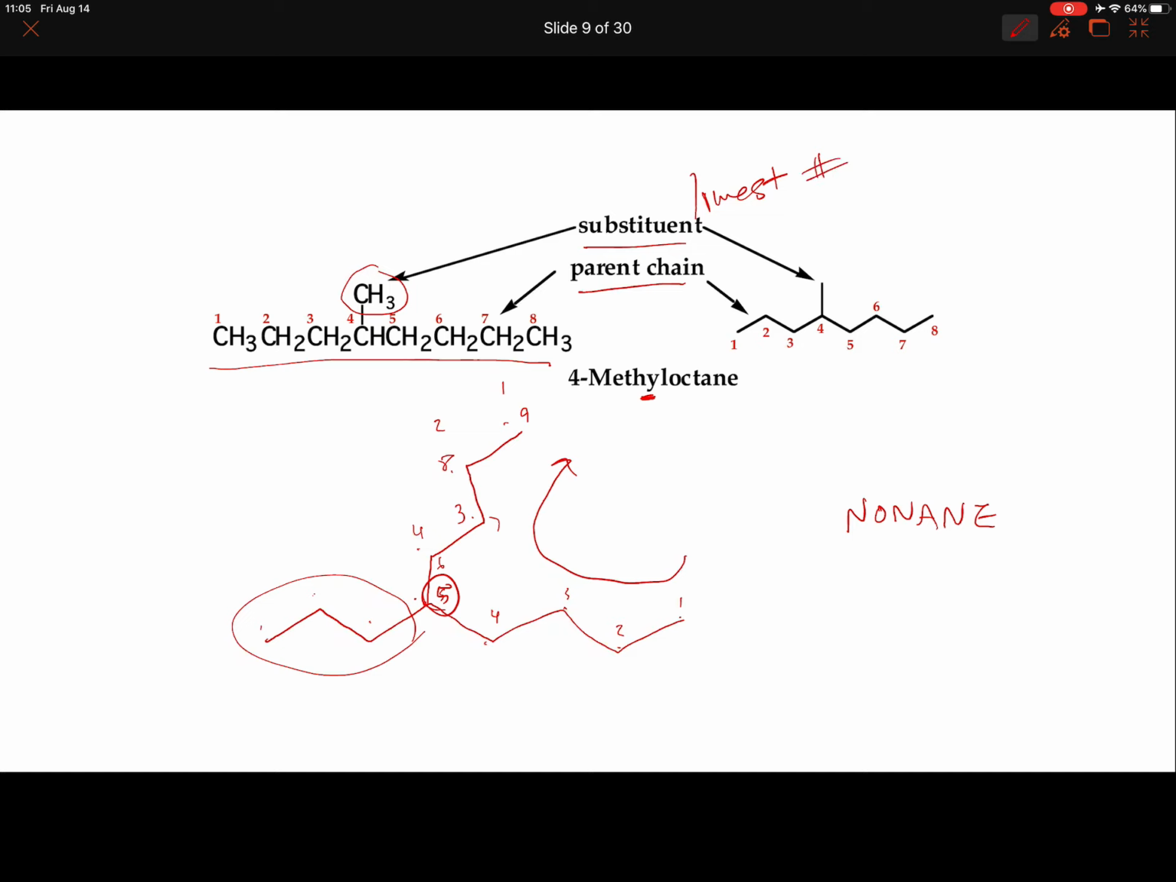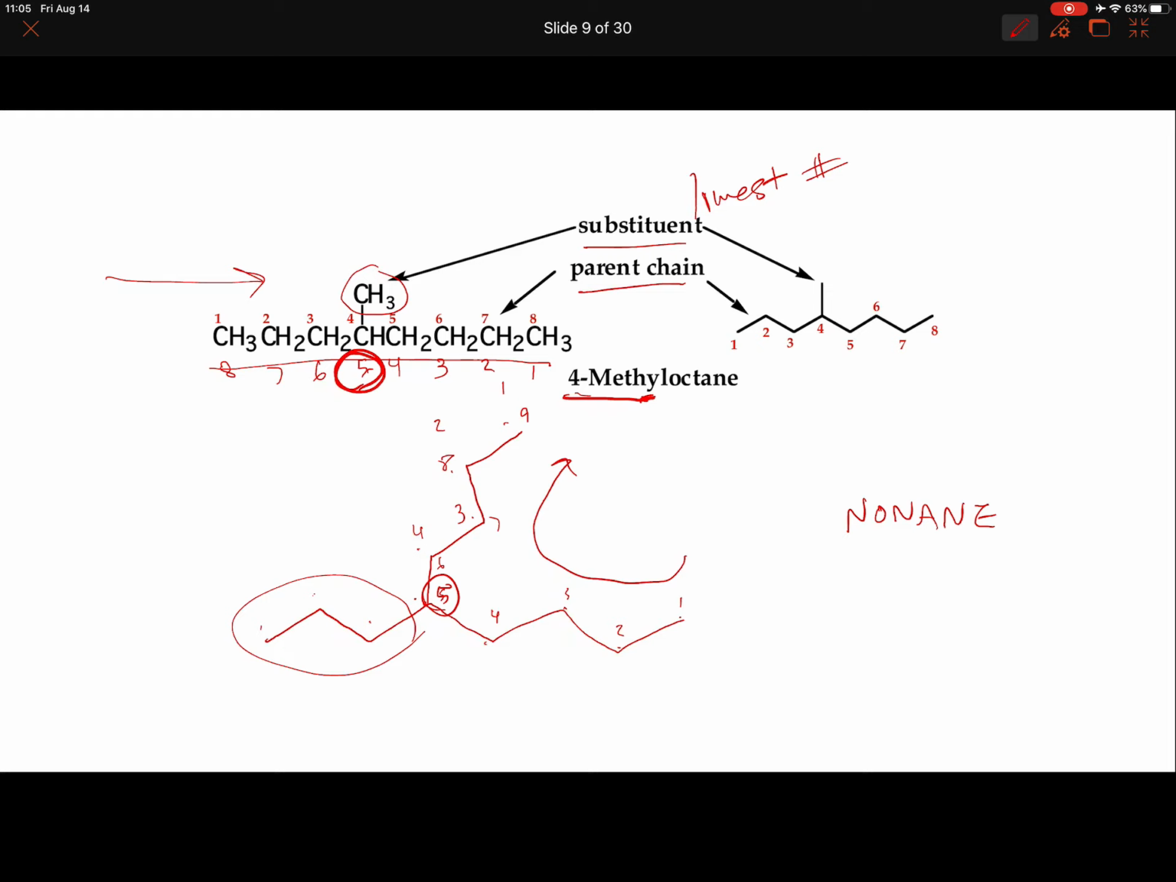Because you could have numbered this way. 1, 2, 3, 4, 5, 6, 7, 8. And then we would call this 5-methyl octane. But if we number this way, we would call it 4-methyl octane. So we don't want confusion based on which side you started numbering. So we'll always give it the lowest number.